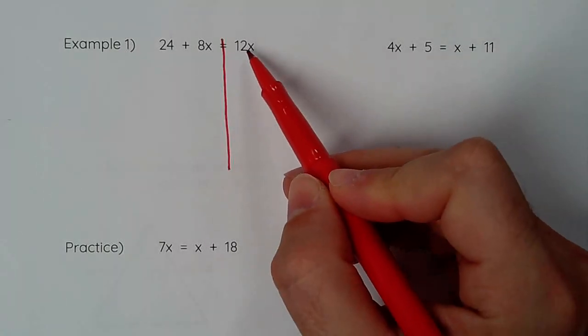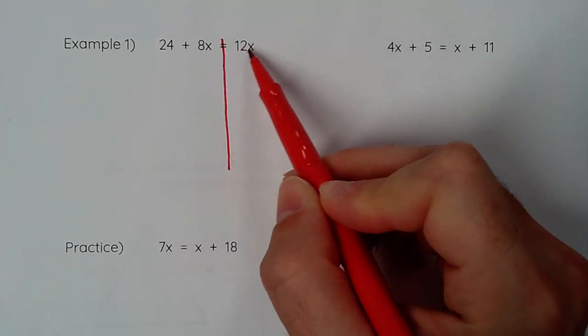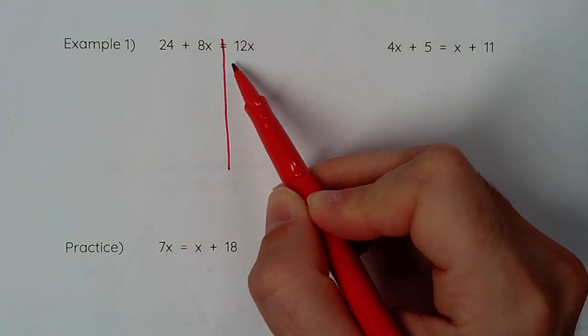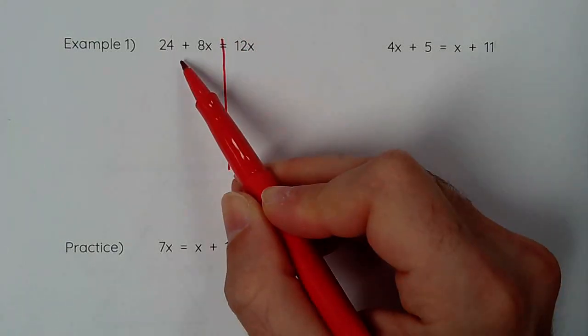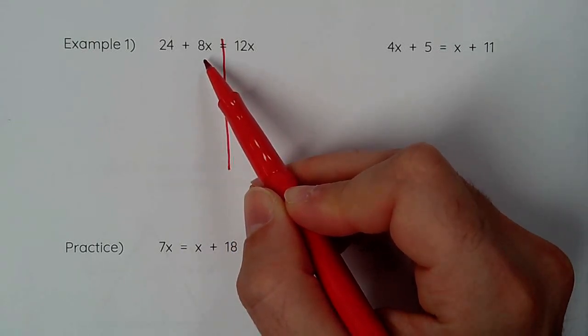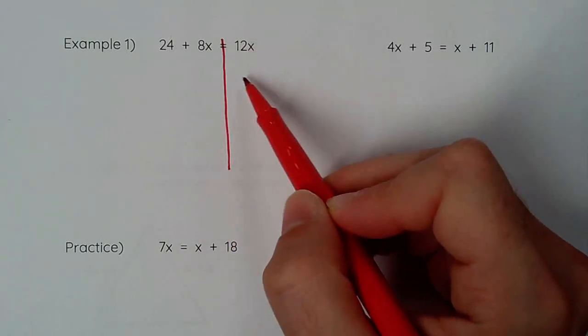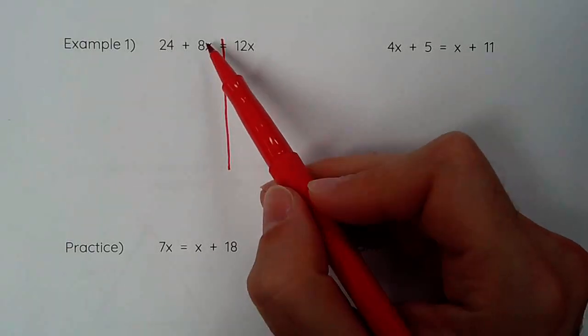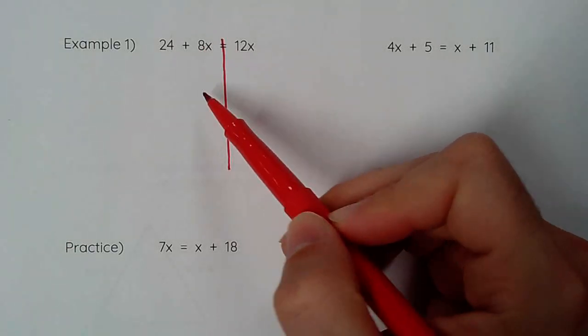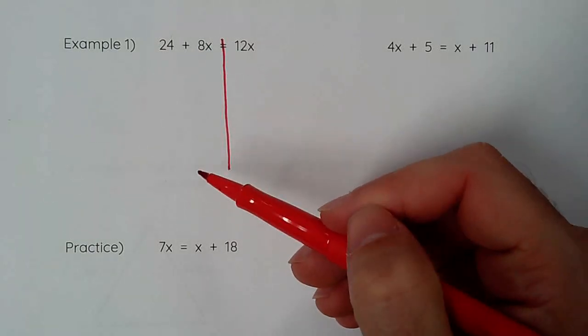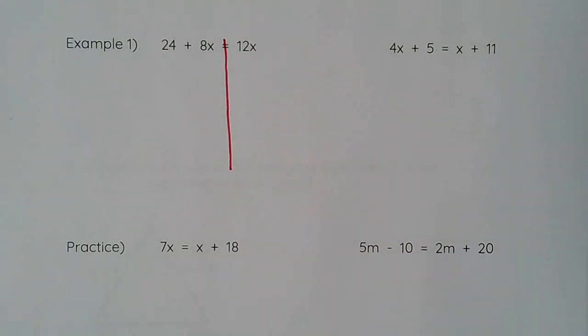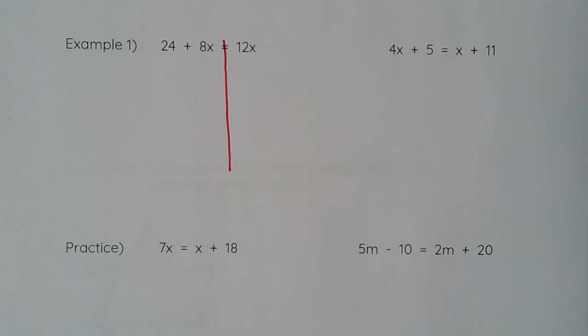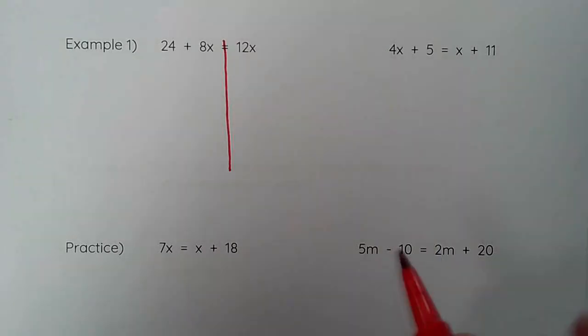If I would have chosen the other option, I have a positive 12x here, subtract 12x and subtract 12x. Sure, we'd get rid of our 12x on the right, but on the left side, I would have 8x take away 12x, which leaves me with negative 4x. Now I have a negative number that I'm going to have to deal with at some point. So try to avoid that if you can. It doesn't matter if you do or don't, but we try to make things easier when we can. Can't always, but we try.